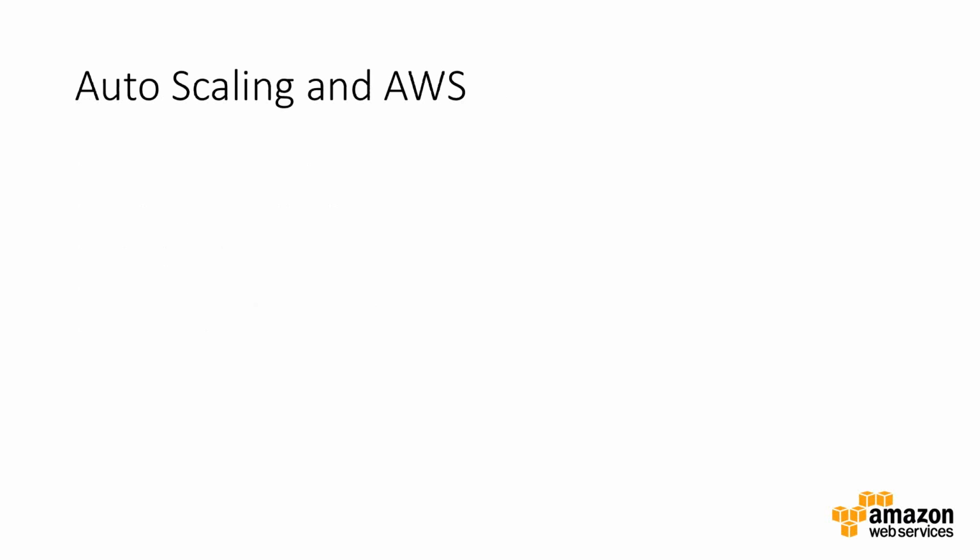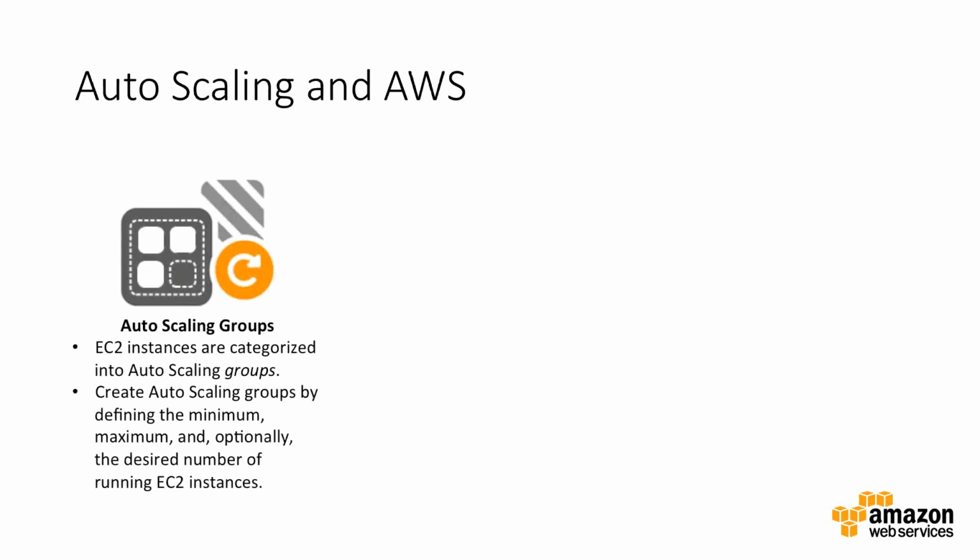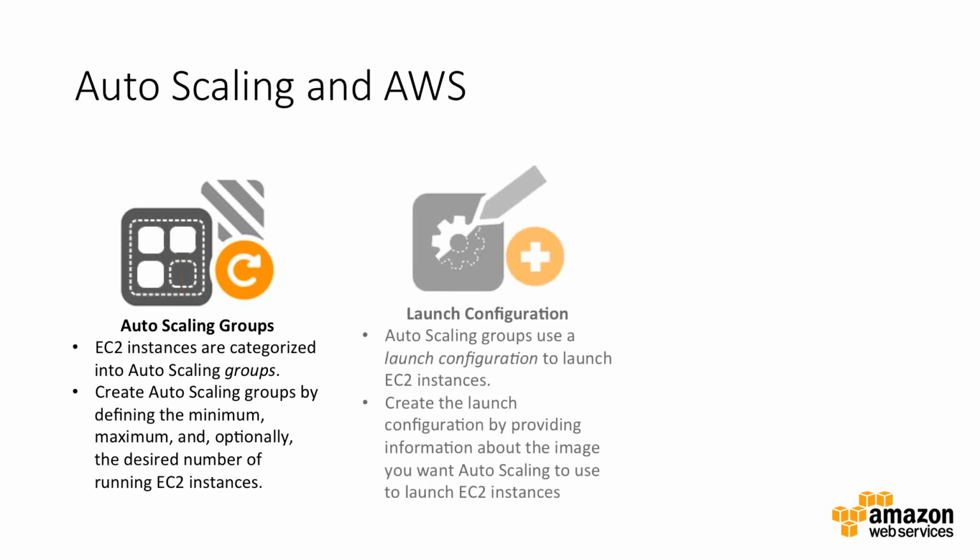All right. So the first thing that we have is an autoscaling group, which is really a core component here. So all the EC2 instances that are within autoscaling are categorized into an autoscaling group, right? You can create groups by defining the minimum, the maximum, and optionally the desired number of running EC2 instances as well.